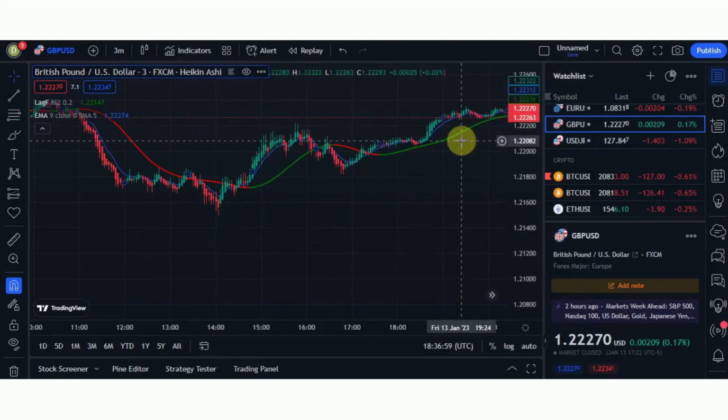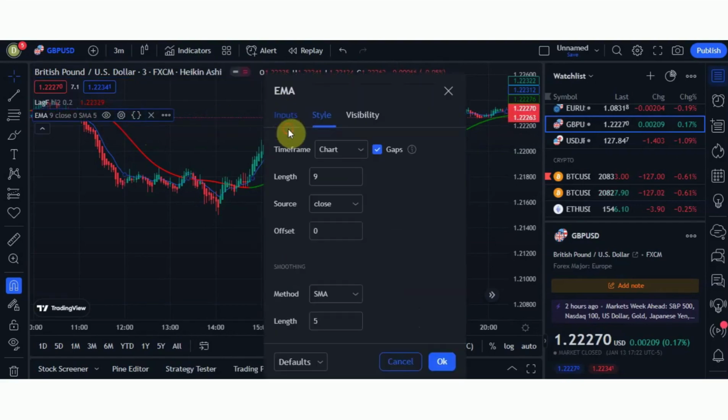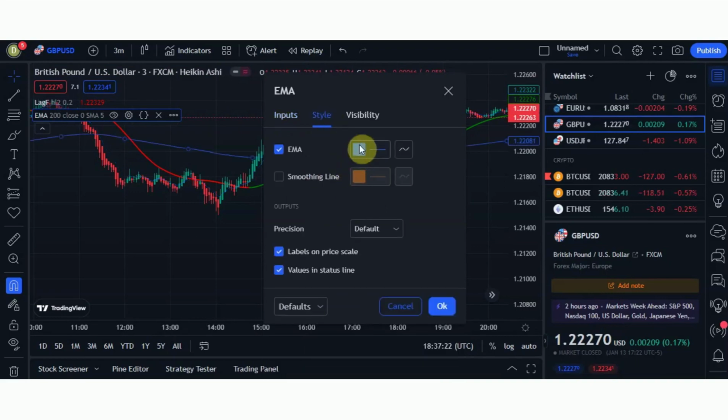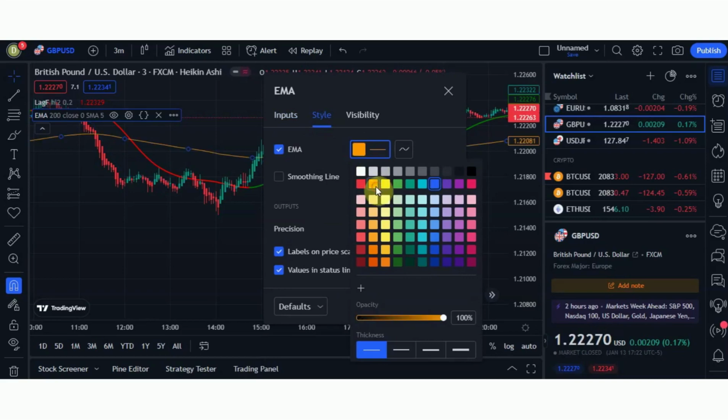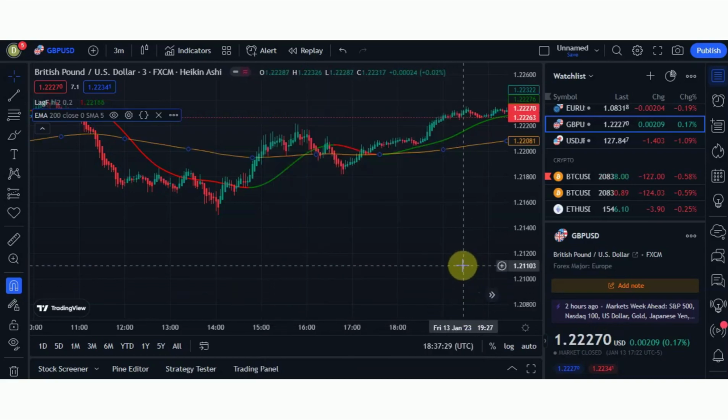So for this indicator, we're just going to make a quick change, alright? So we'll go to settings, then the input section, and change the length to 200. And to make it more visible, we'll also go to style and change the EMA to orange. And then click OK.